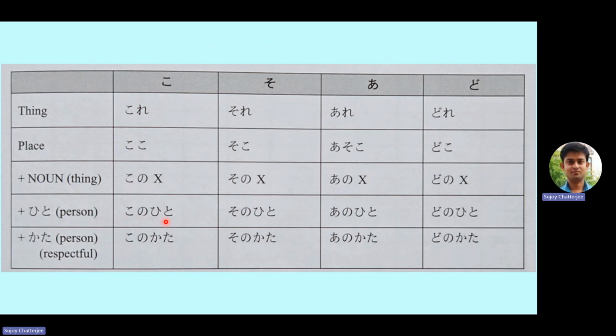Similarly, kono hito, sono hito, ano hito. That means this person, that person, and that person over there. And dono hito means which person. And if we make it a little respectful, then we replace hito with kata. So it will be kono kata means this person, sono kata that person, and ano kata that person over there, and dono kata means which person in a respectful tone. So keep this table in your mind, and this is a very important and the most fundamental part of Japanese grammar.